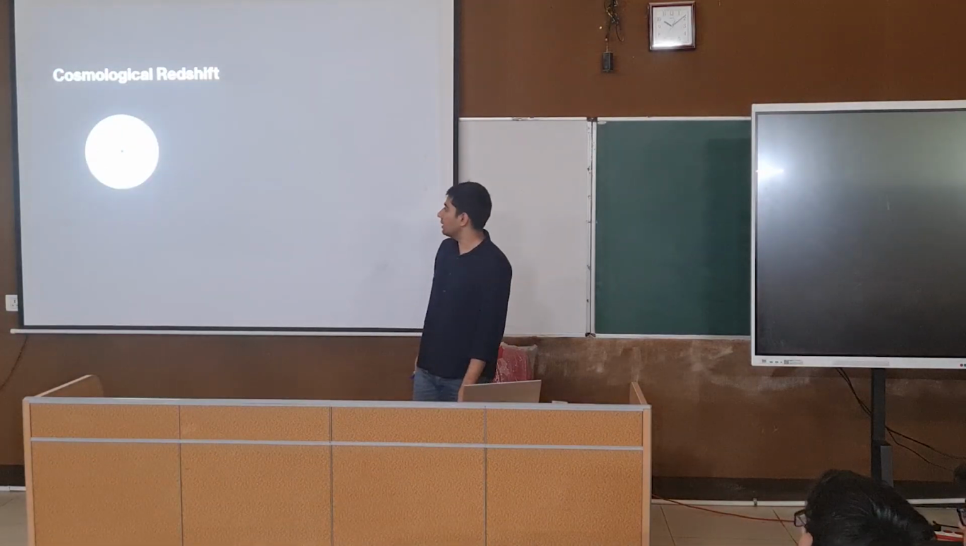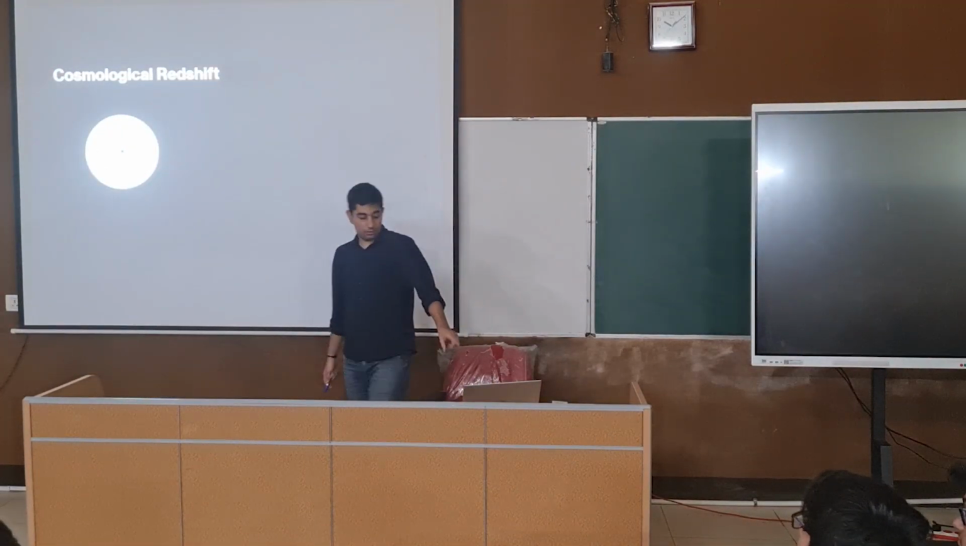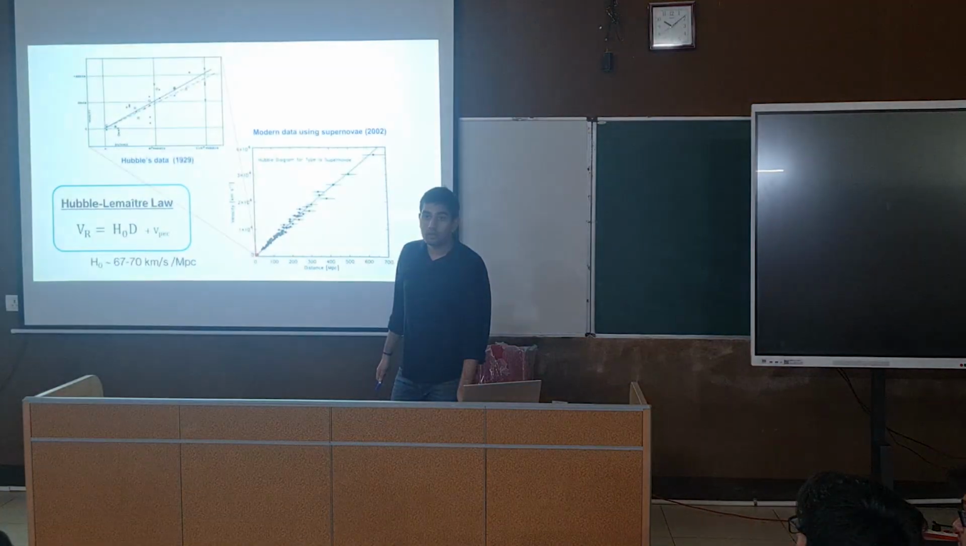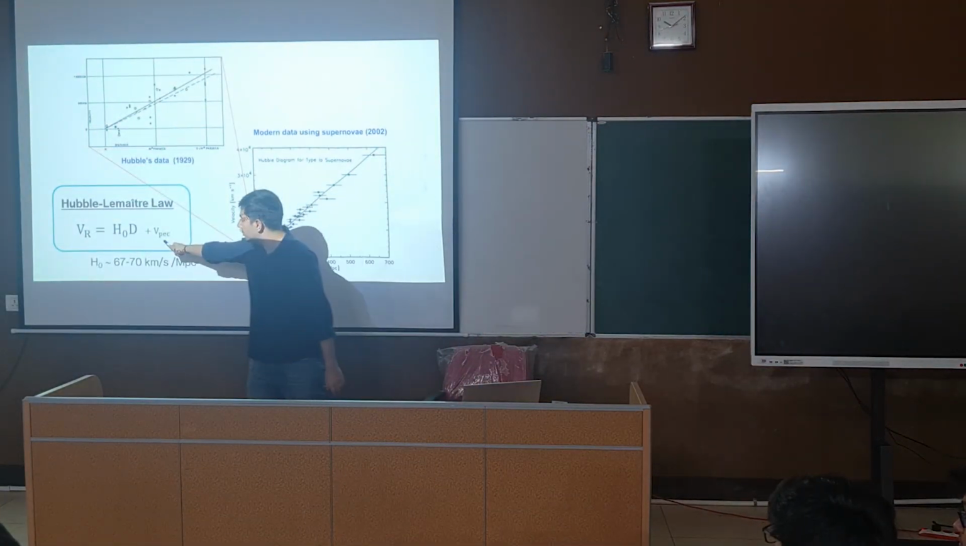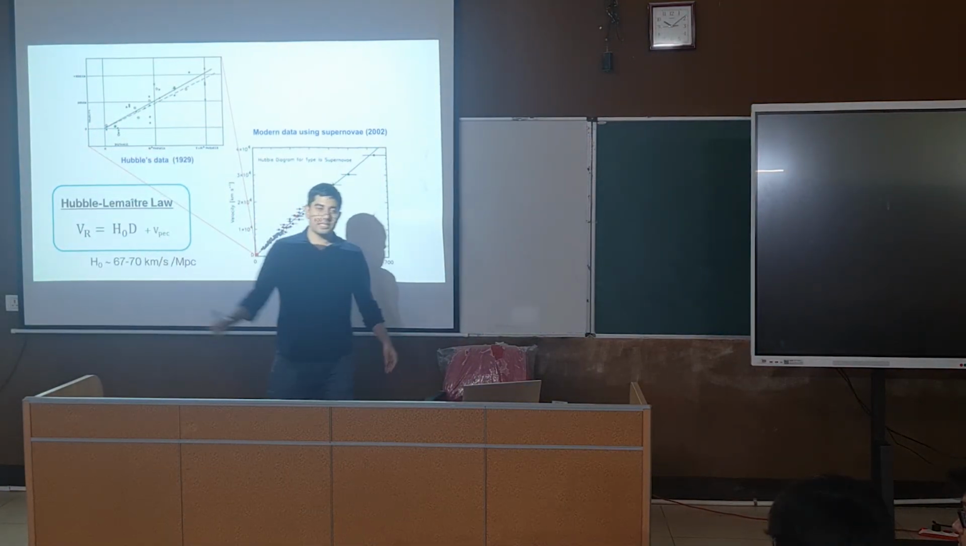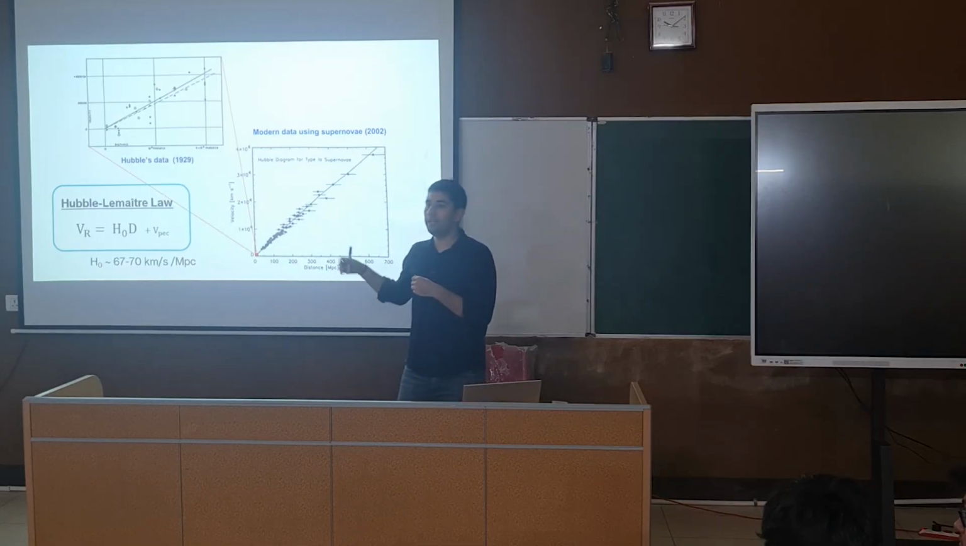So what you are observing is something like this. What was that? VP. Okay, good. So this is the peculiar velocity, which is basically that not only are the galaxies moving away from you, some are also moving in other directions. Okay, that is the random motion of the galaxies.